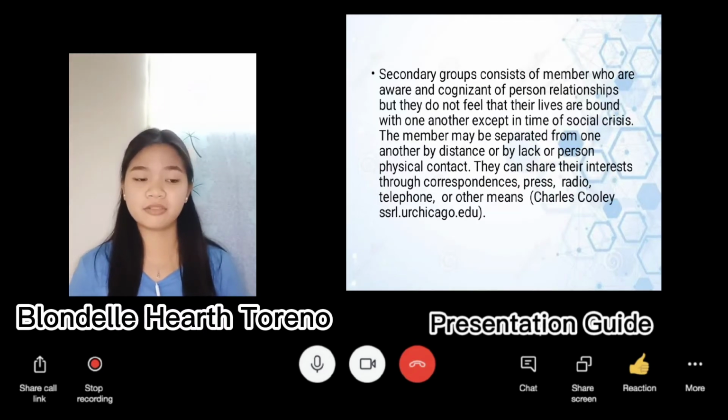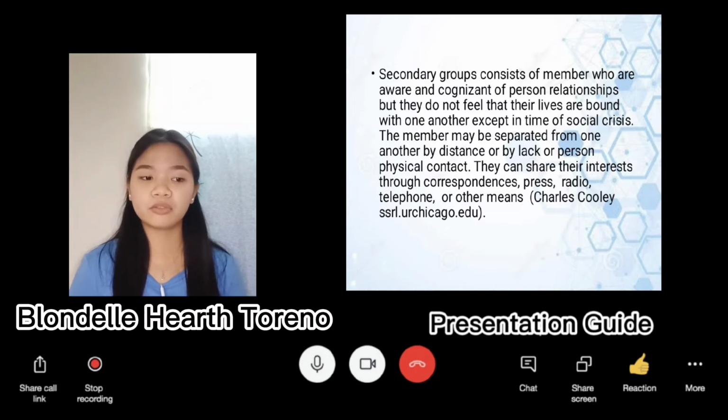Secondary groups consist of members who are aware and cognizant of personal relationships, but they do not feel that their lives are bound with one another except in time of crisis. The members may be separated from one another by distance or by lack of personal relationship contact. They can share their interests through correspondence, press, radio, telephone, or other means.